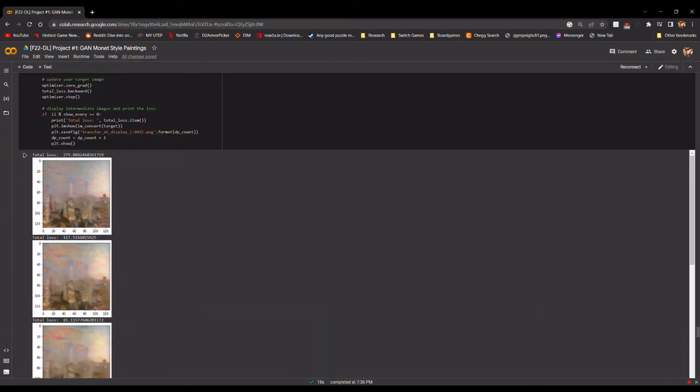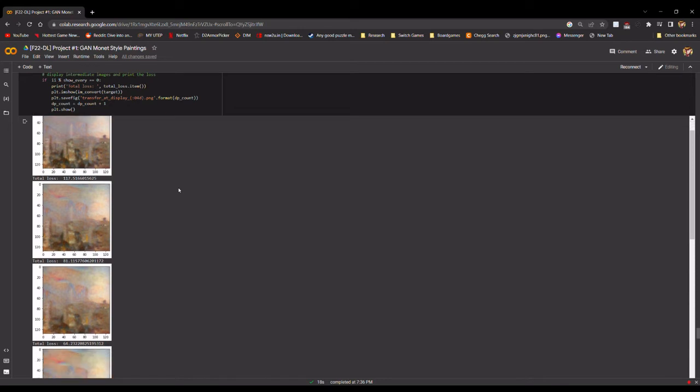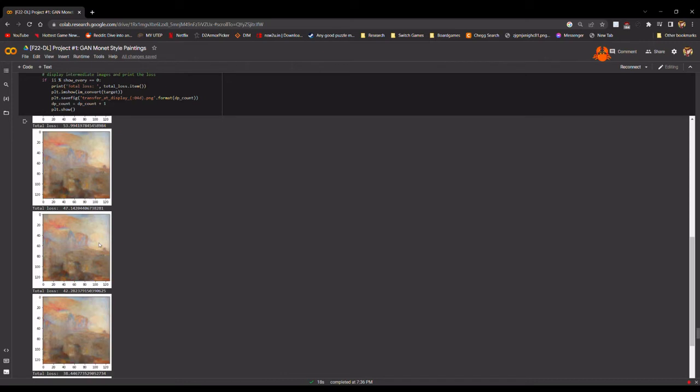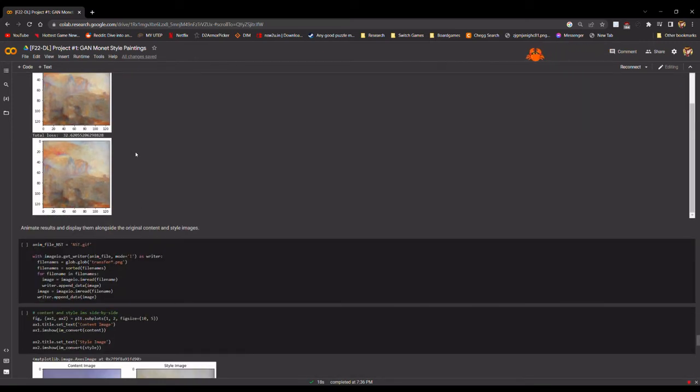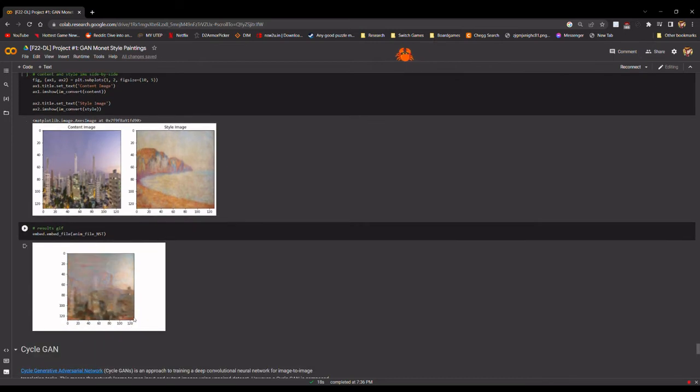And after training our model for a certain number of epochs, we can see that the target image starts being created. It changes to apply the style of the style image, and here we can see the results of our neural style transfer.